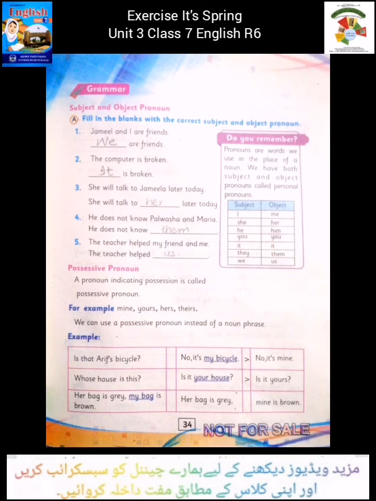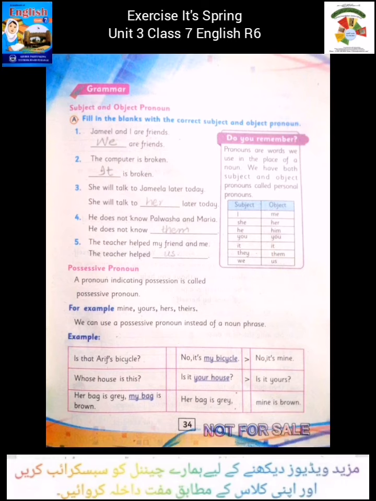Subject pronouns are like I, she, he, you, it, they, we. Object pronouns are me, her, him, you, it, them, us. So these are some listed subject and object pronouns. In the first blank, Jamil and I are friends. Here 2 people are being discussed, so the proper pronoun that we will use is we: we are friends. The computer is broken. Computer is a thing, so for things we use the pronoun it. It is broken.